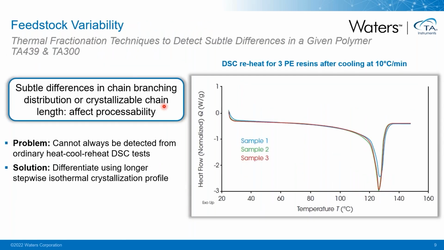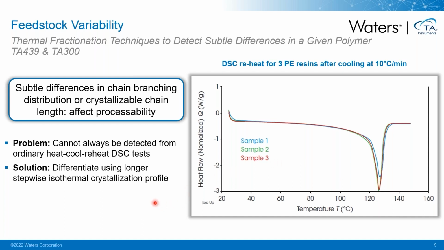Now, subtle differences in chain branching distribution or crystallizable chain length will have a large effect on the processability, but they cannot always be easily detected from ordinary heat-cool-heat DSC testing. Here you see such an example where we are looking at 3 different polyethylene resins after cooling at 10 degrees per minute, and you can see that sample 1 shows a slightly different behavior than sample 2 and 3, but sample 2 and 3 cannot be discriminated.